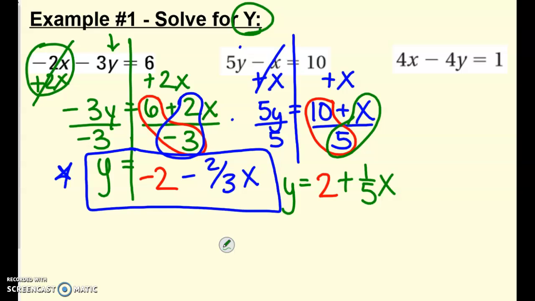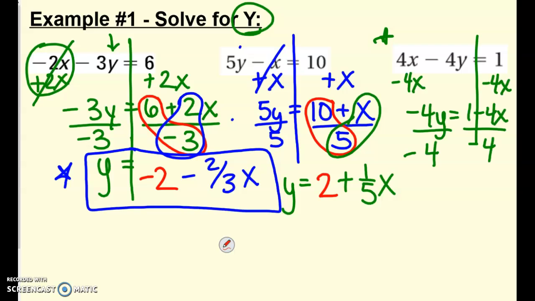Pause it here and solve this one, solve for y. I've started it and gotten part of the way here. I'm going to move these x's over, cancel them out, move them over to the right hand side.